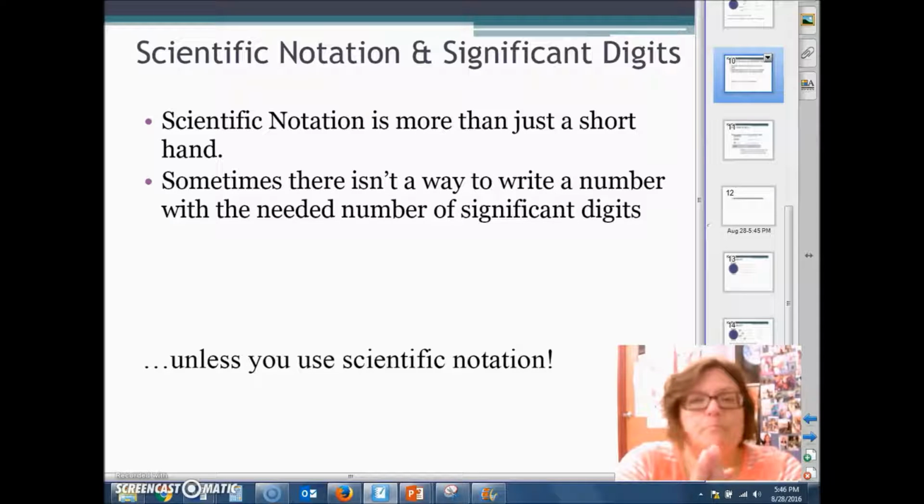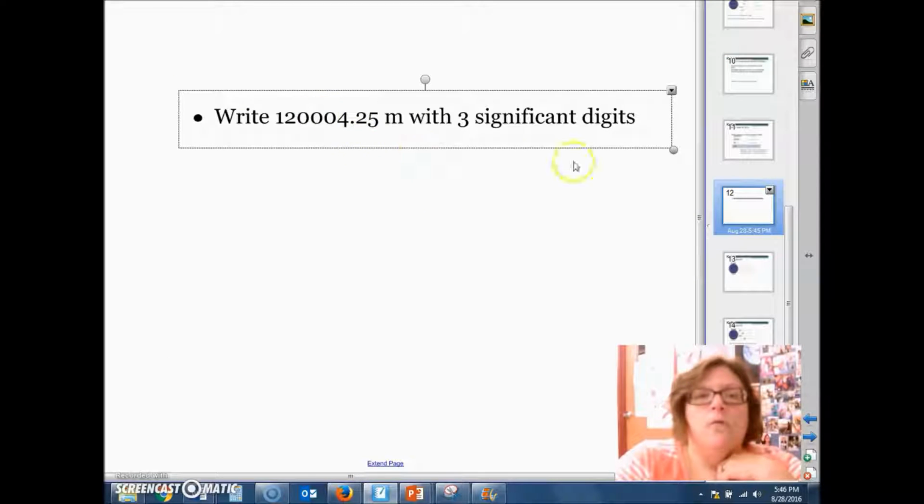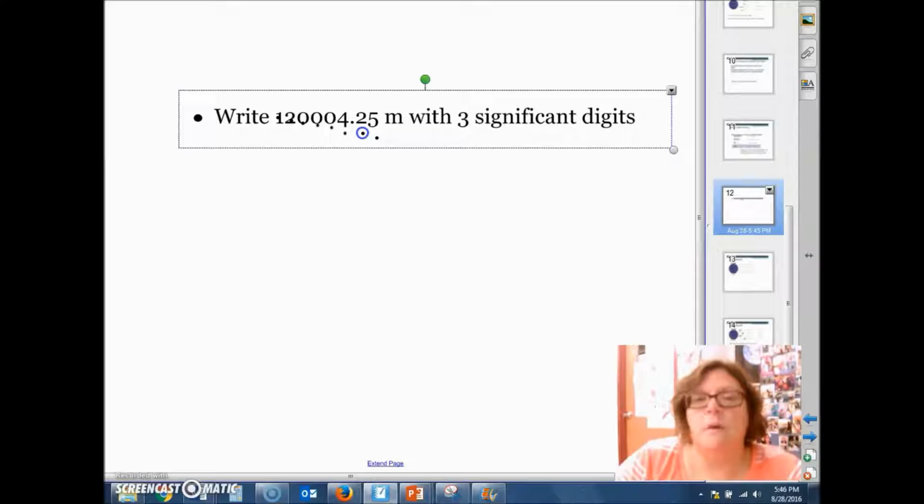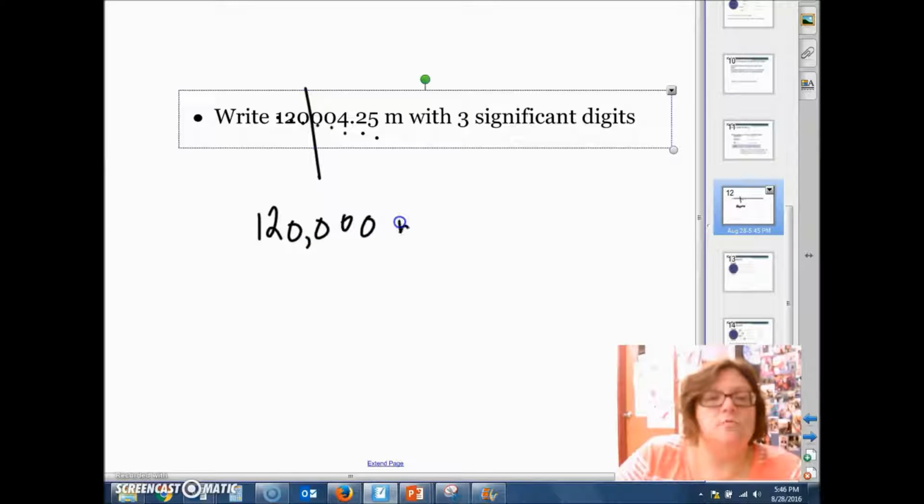Hello, I'm adding on to the last little bit on scientific notation to show you, first of all, that we can use it with significant digits really, really easily. For instance, this number, if we were to write it with 3 significant digits, let's first figure out how many digits we have here. 1, 2, 3, 4, 5, 6, 7. There's a total of 8. We want 3, so we're going to count 1, 2, 3. So that would be 120,000. So we've got to have those placeholder zeros.